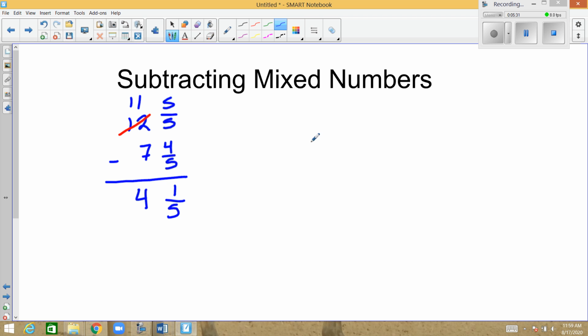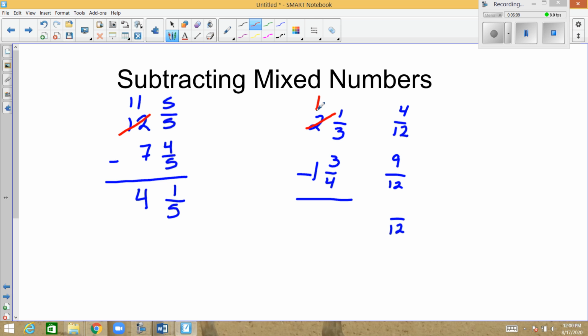Okay. If I had a number, let's just make up another number here. Let's go 2 and 1/3. And let's subtract 1 and 3/4, right? Well, I have to have a common denominator. That would be 12. Let's rewrite our fractions as equivalent. So times 4 would be 4. Times 3 would be 9. And now you find out I can't subtract 9/12 from 4/12. I just simply don't have it. So this becomes 1.